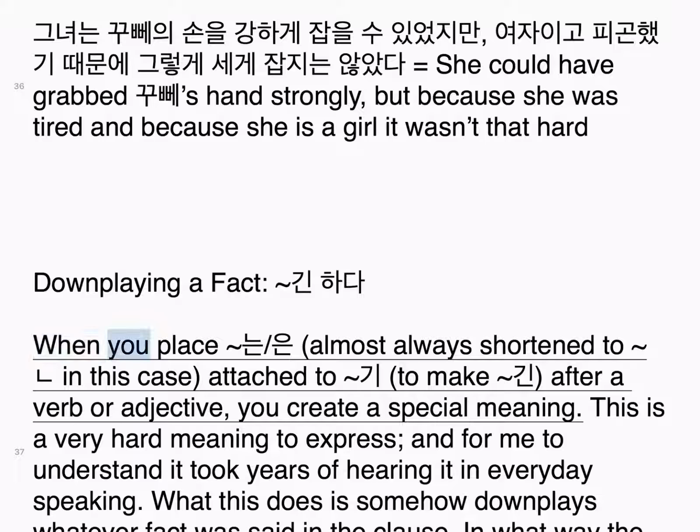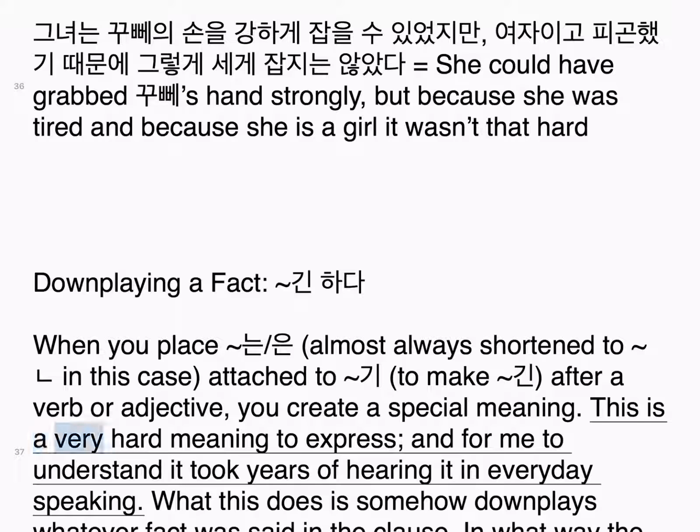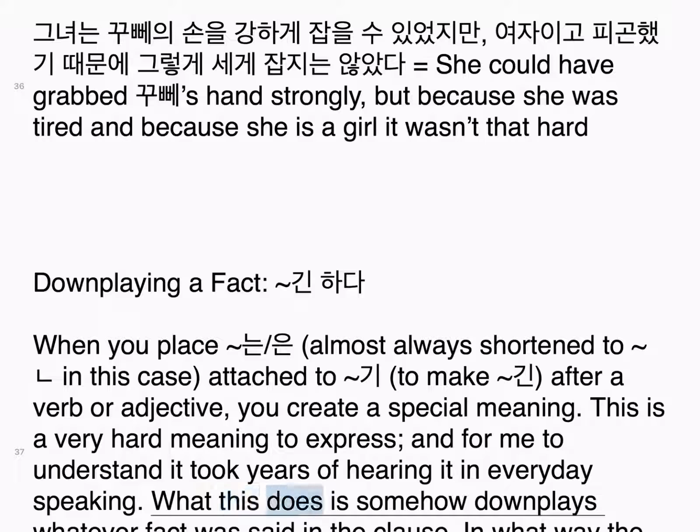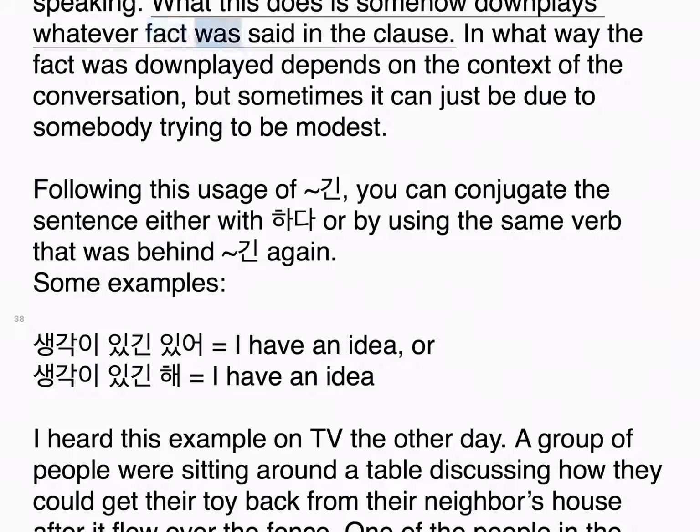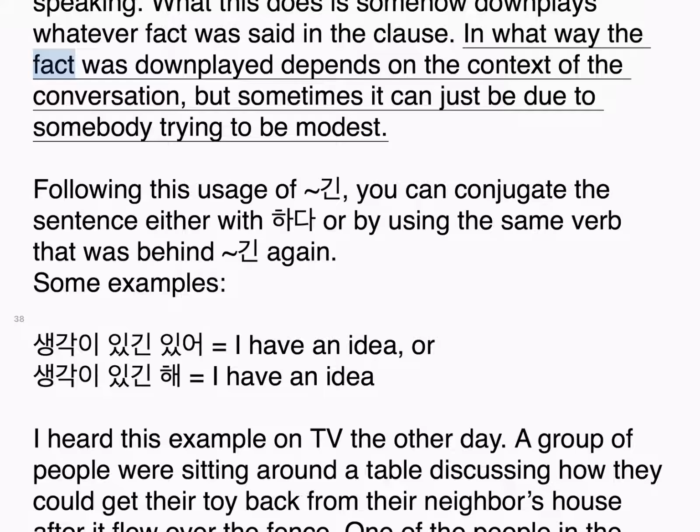긴 하다. When you place 는, almost always shortened to 느 in this case, attached to 기 after a verb or adjective, you create a special meaning. This is a very hard meaning to express, and for me to understand it took years of hearing it in everyday speaking. What this does is somehow downplay whatever fact was said in the clause. In what way the fact was downplayed depends on the context of the conversation, but sometimes it can just be due to somebody trying to be modest.